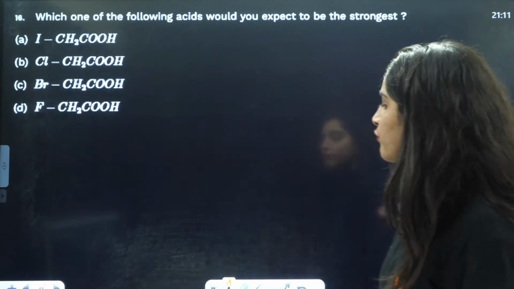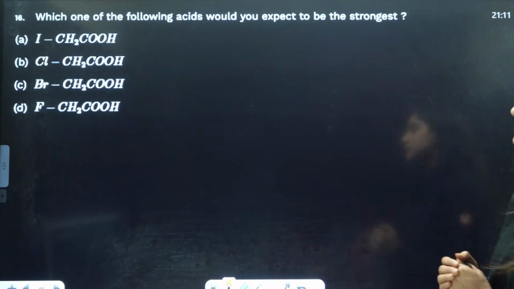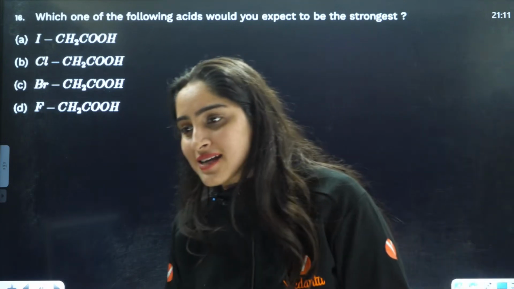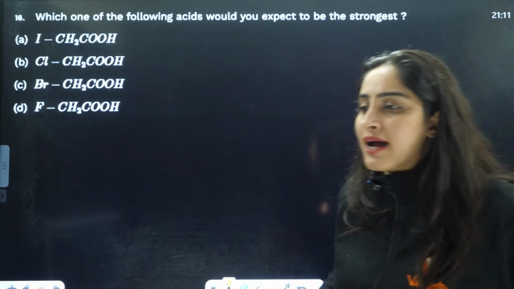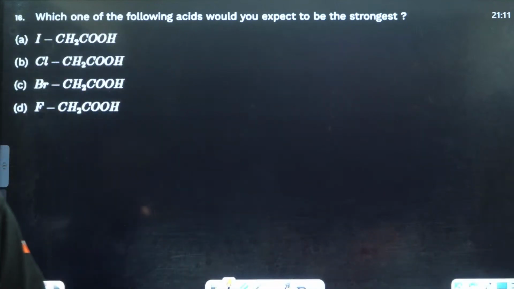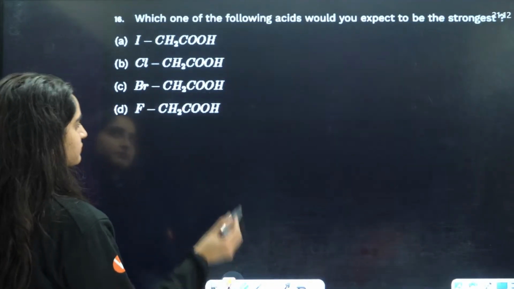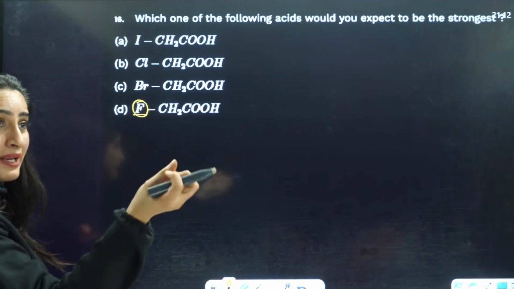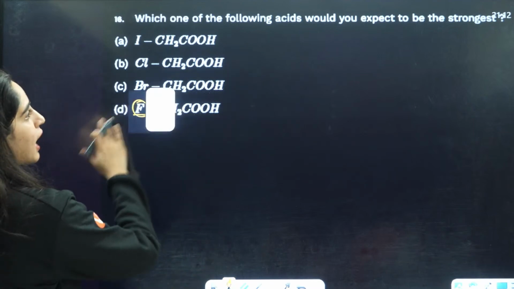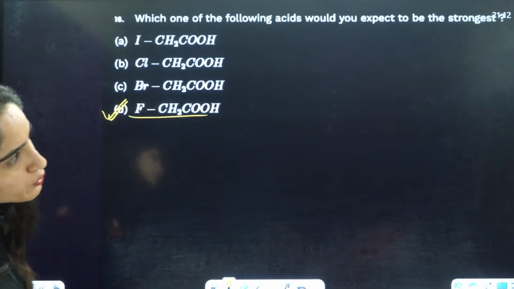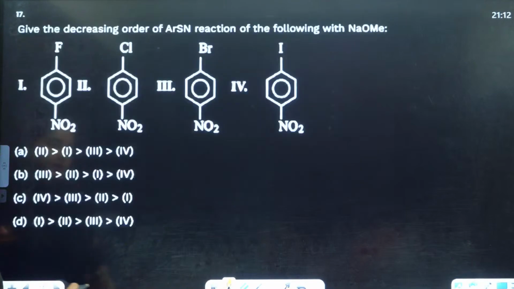Next: which of the following acids would you expect to be strongest? Which will be the strongest acid, guys? Which will have the most stable carbanion? Everybody in the comment section, any one of you? This fluorine is going to have the maximum electron withdrawing effect. Hence, it is going to make it maximum stable, and hence it will have the maximum acidity. D is the correct answer.